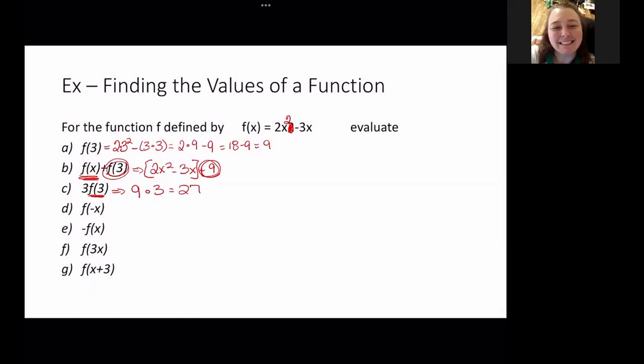So f of minus x. We want to replace x with a minus x. So 2 times minus x squared, minus 3 times minus x. Okay, so minus x squared and an x squared is going to give me the same thing. So that's going to be 2x squared. Now, this is going to give me a 3x, but it's going to give me a minus 3x, and a minus and a minus is going to give me a plus 3x.